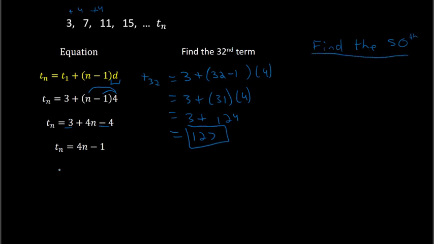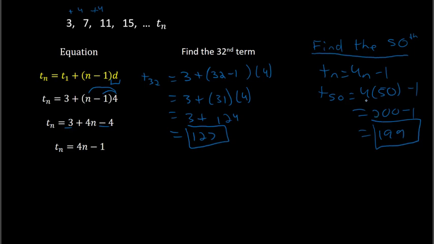Once I have Tn equals 4n minus 1, I can just plug in 50 for n. 50 is the term number, so I plug that in for n. So T50 is 4 times 50 minus 1. 200 minus 1 is 199.